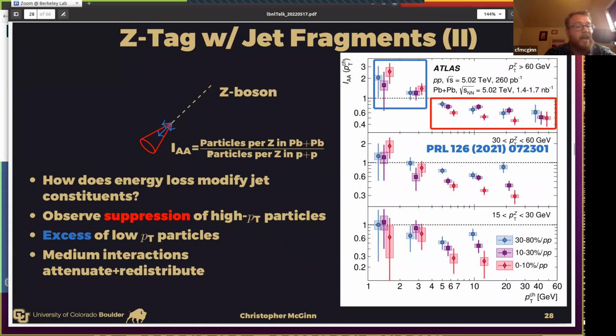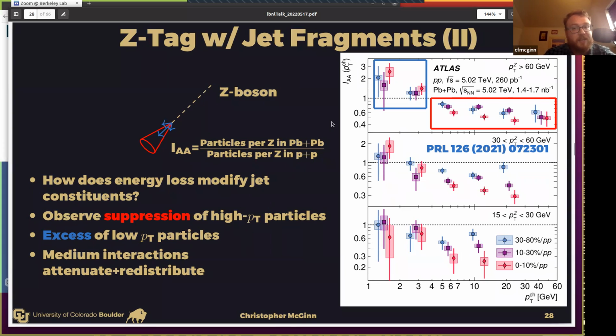The IAA, again, it's related to the RAA, but it's particles per Z in lead divided by particles per Z in PP, because the Z is a colorless object. And also, very nicely, it doesn't have this fragmentation photon issue that we discussed in the last result. And we also observe it's unmodified experimentally. This is a very solid analog to the RAA, doing something on a per Z basis.